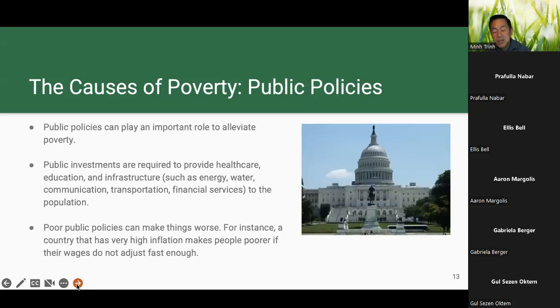Public policies. They can help. We expect public investment and public policy to provide. In some countries, they provide healthcare, education, at least primary education, infrastructure. You need water and energy, electricity, communication. You need phones, you need internet, transportation, and sometimes some financial services. You need a loan to the population. I'll go over one example later on.